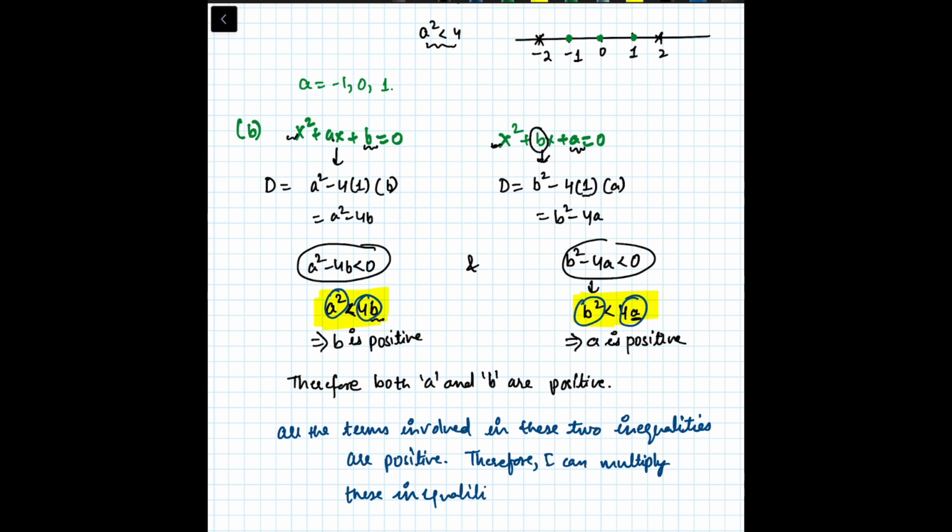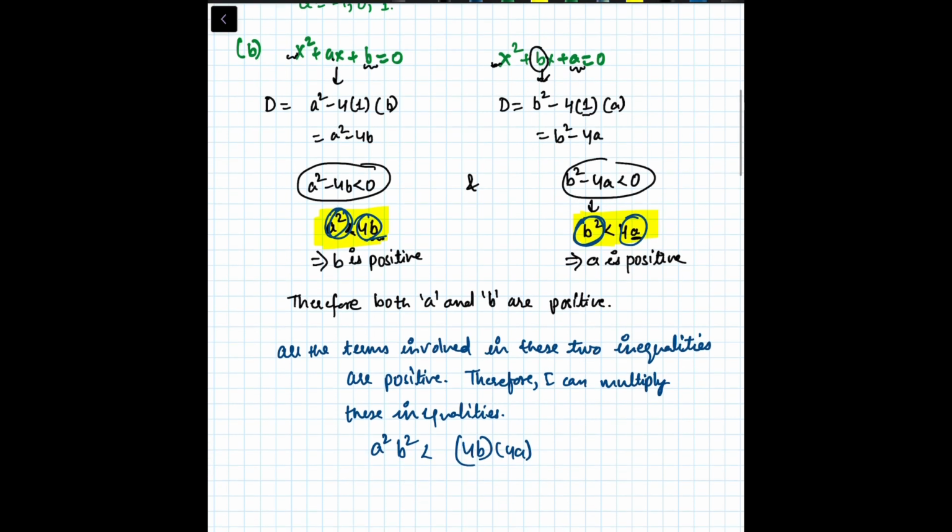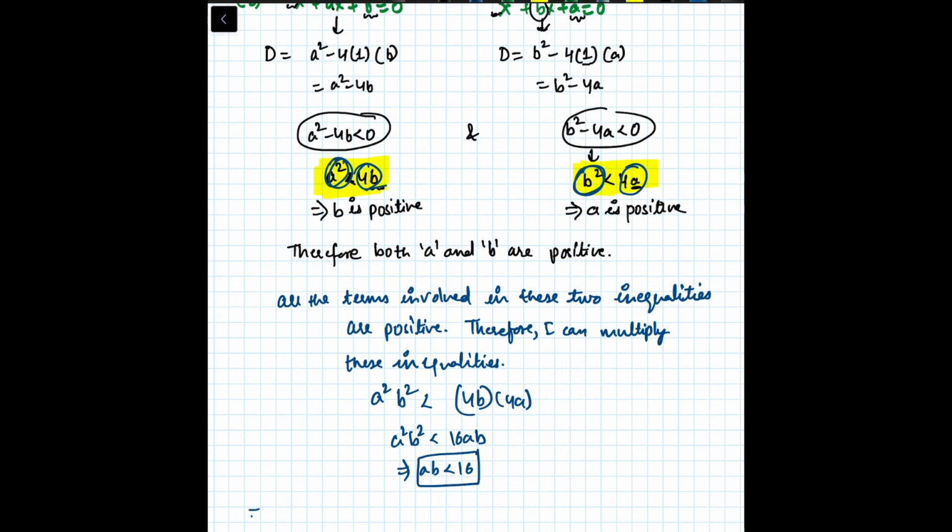And if you multiply these inequalities, what do you get? a square times b square on your left hand side, less than 4b times 4a. So you get a square b square less than 16ab. That gives you ab less than 16. If ab is less than 16, that means at least one of a or b should be less than 4, because if both are greater than 4, then their product is greater than 16 for sure, right? So at least one of them has to be less than 4.